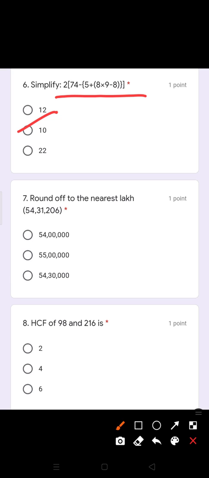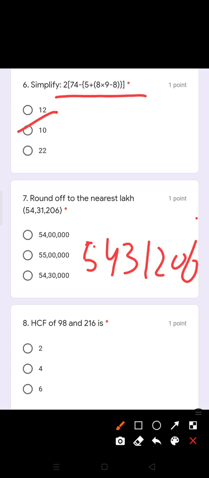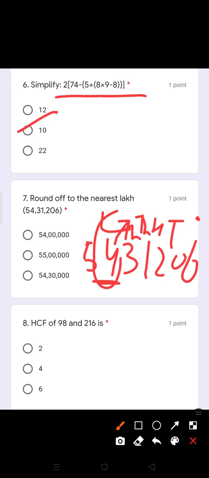Now question number 7 says round off to the nearest lakh. So to round off this number, you will check the lakh place. Here you have, this is ones, tens, 100, 1000, 10,000, lakh. So here we have 4. You have to round off this number. To round off this number, you check the immediate right hand side number, which is 3.